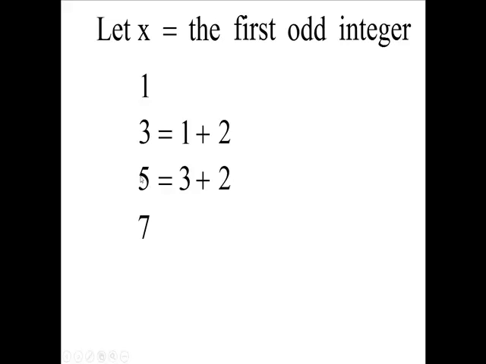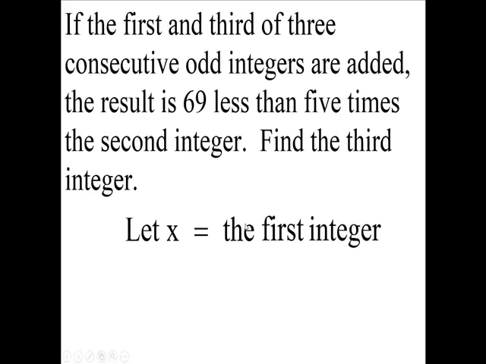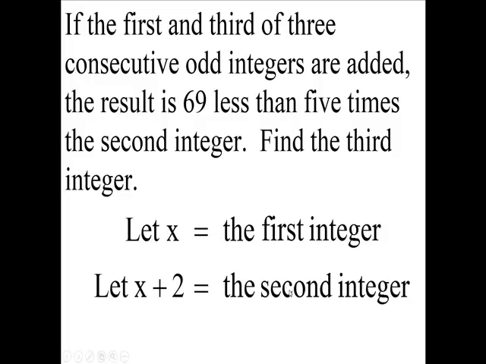You start with the 5, and once again, every time we're adding 2, aren't we? Every time we add what? 2. So if x is the first one, then add 2 to that, and that'll be the next one.